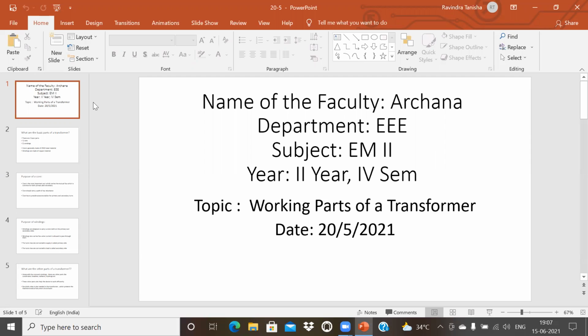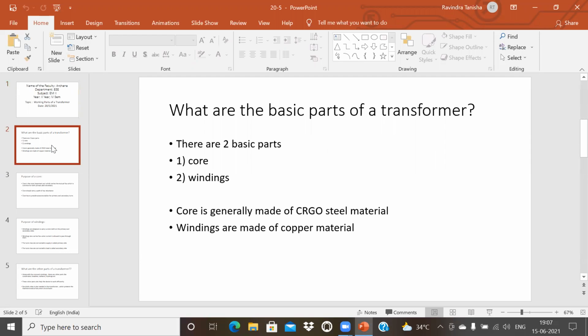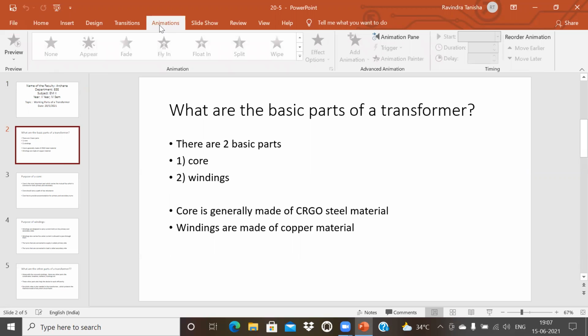The transformer mainly has two parts. The first one is the core part. The second one is the winding part. The core part and the winding part, these two are the major parts.